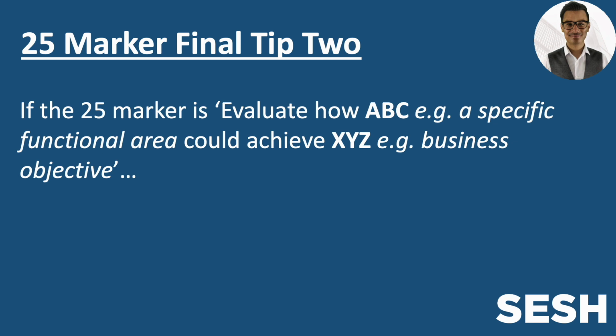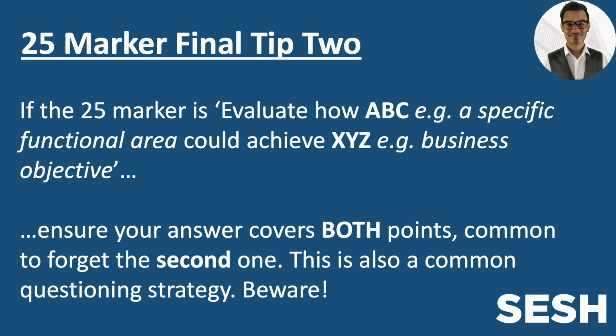Tip 2, if the 25 marker is evaluate how ABC, for example, a specific functional area, could achieve XYZ, for example, a business objective, ensure your answer covers both points. Now, the common issue I've seen is you tend to focus on the first part of that, the ABC, and in your analysis, you drop the second part, the XYZ. That's a common questioning strategy as well. Lots of questions in the last few years have been laid out like that, so beware of that strategy.